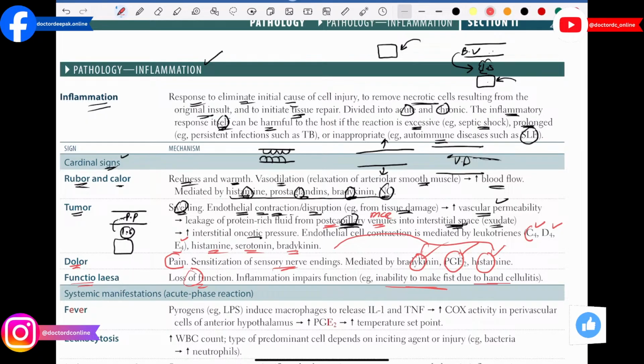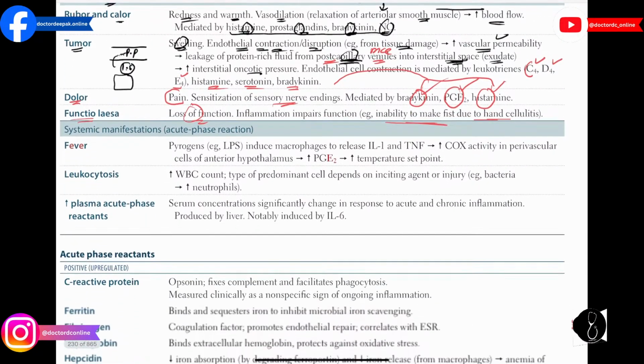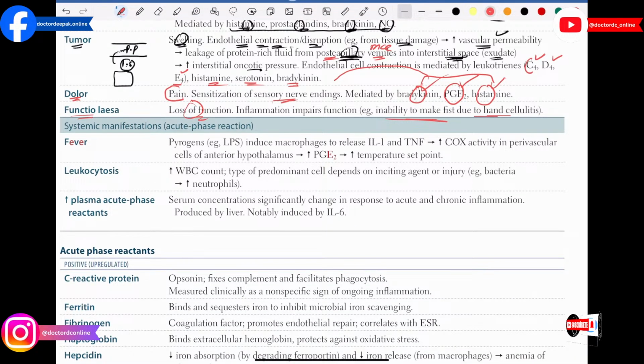Then after that we are going to discuss the other important systemic manifestations that are produced during inflammation. First of all, everyone knows that when inflammation occurs in our body, the person will feel fever, and in the exam they will ask you what the mechanism is, how the fever is produced in inflammation. Fever is basically a systemic manifestation that is produced during the inflammation. So what is the mechanism?